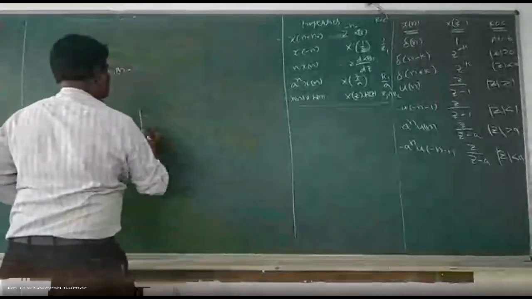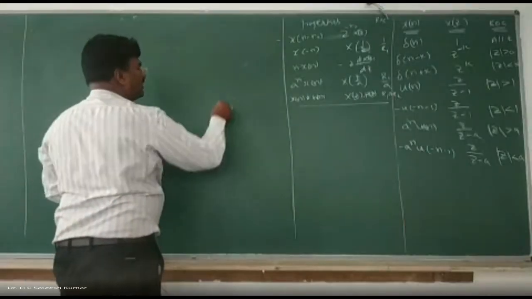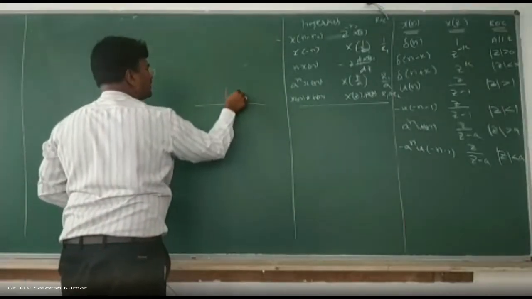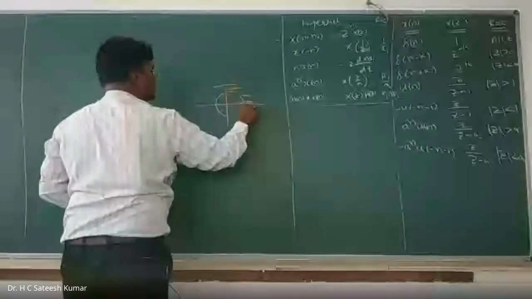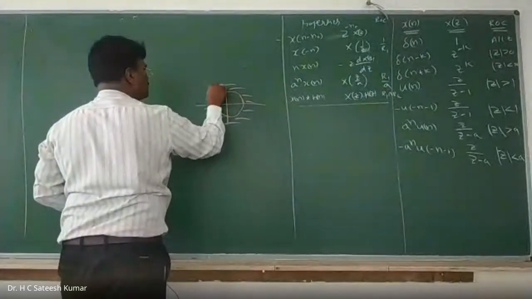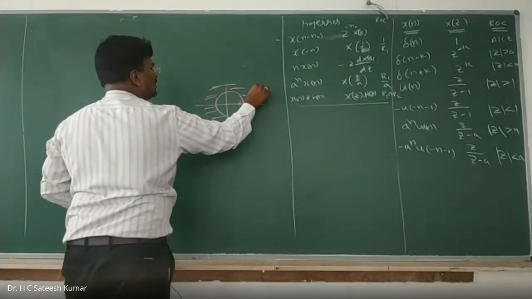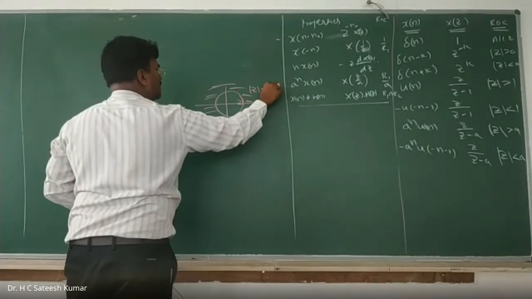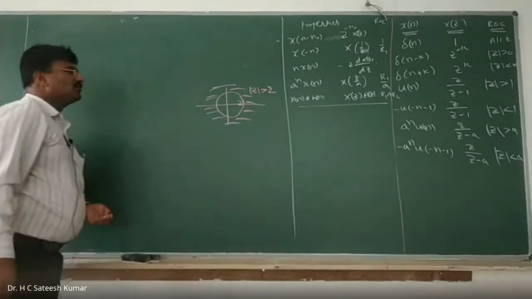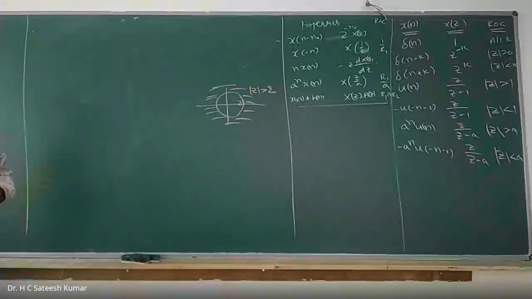Sorry, sketching of the ROC is also there. Sketching of the ROC means what? Mod z greater than 2 means outside. Sketching is compulsory, otherwise you lose one mark. This is 2. Mod z greater than 2; greater than means outside 2. You should specify it clearly.